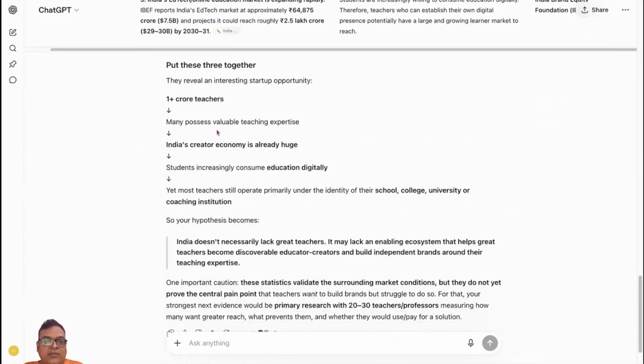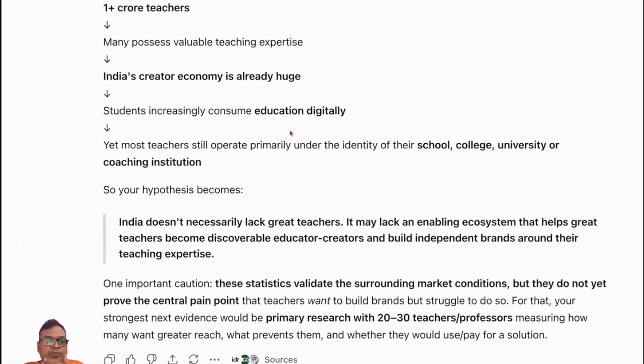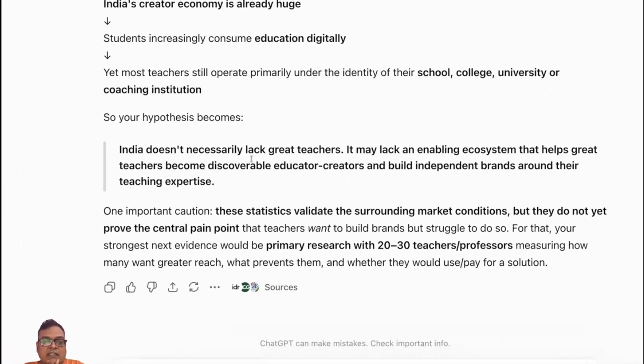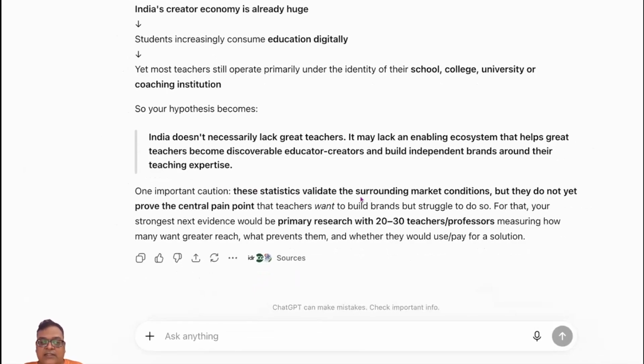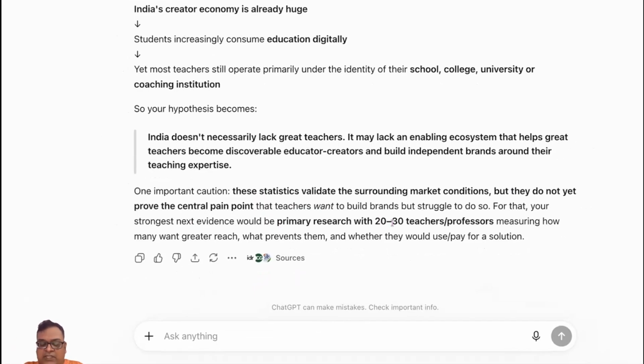1+ crore teachers. Many possess valuable expertise. So the hypothesis is India doesn't necessarily lack teachers. It may. Okay, it's trying to back up. One important caution, let's read that. These statistics validate the surrounding market conditions, but they do not yet prove the central point. So for that, your strongest next evidence would be primary research. Which means that you as an entrepreneur will have to actually go out, talk to 20, 30, as many teachers and professors in your vicinity or in your knowledge and your network and validate this data. Because what you see on the internet or through AI is secondary research.